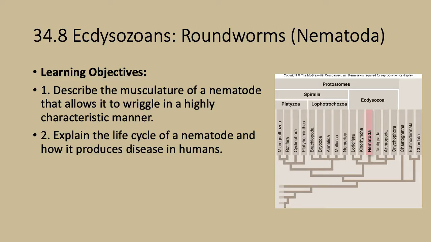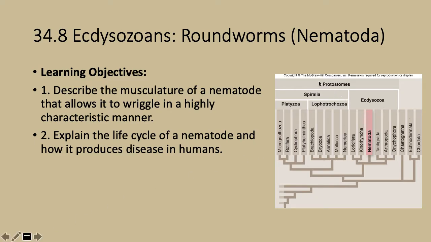All right, welcome back. Today I'm going to cover roundworms in their entirety and then start arthropods and talk about the basic body plans with arthropods. We are done with the lophophores, that special U-shaped structure. We are now in the ecdysozoans, as you can see here.